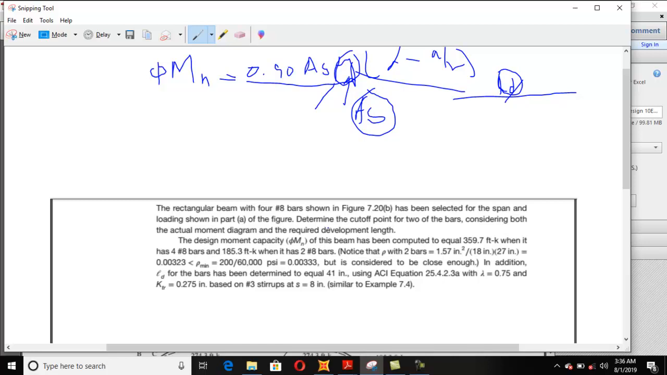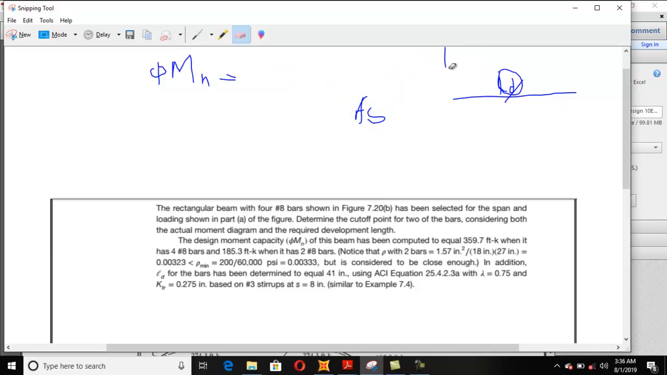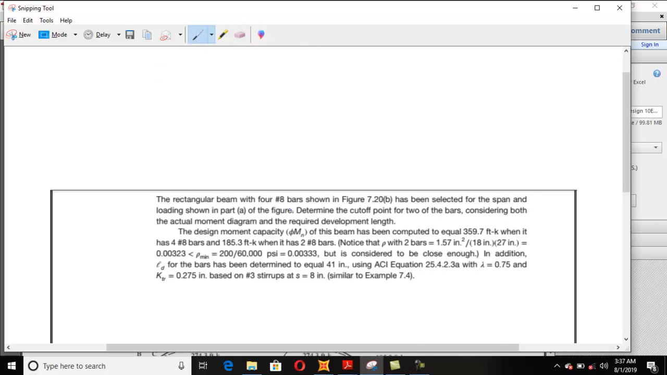Okay. So in this example, basically this kind of restriction is imposed here, that you calculate that cutoff length, but you must take care for the development length. You have to check the cutoff length with the development length.